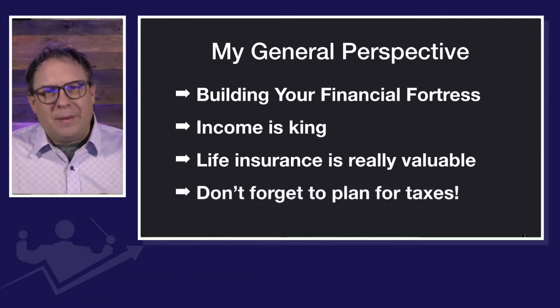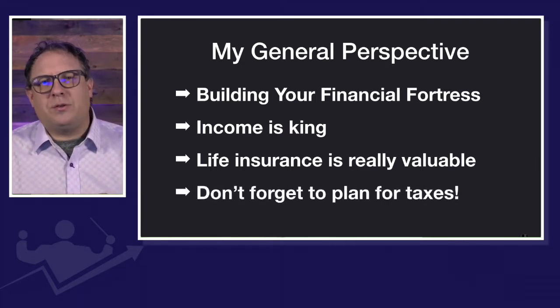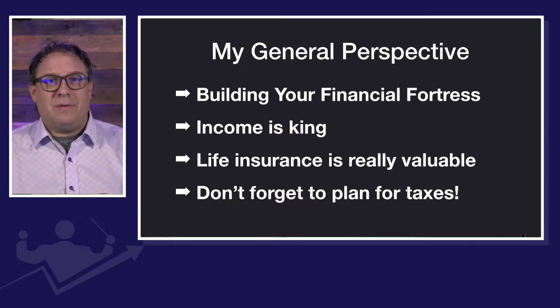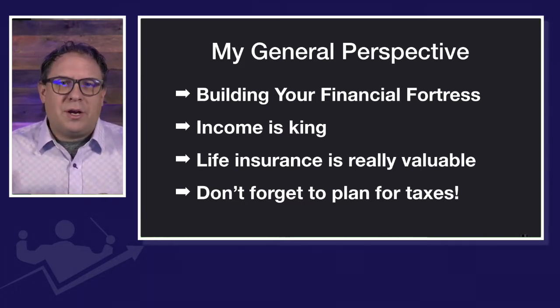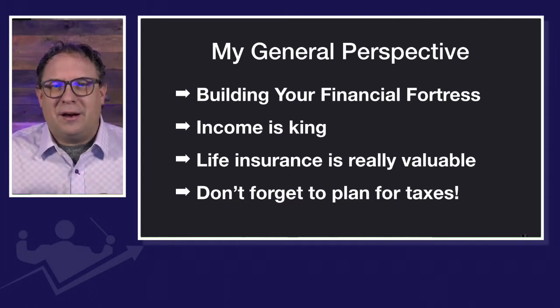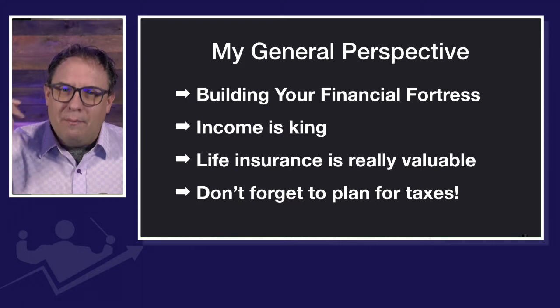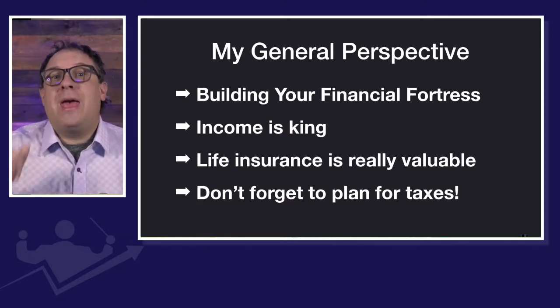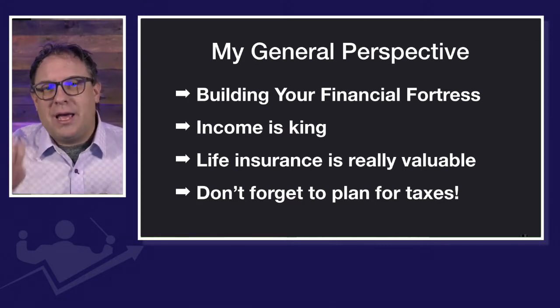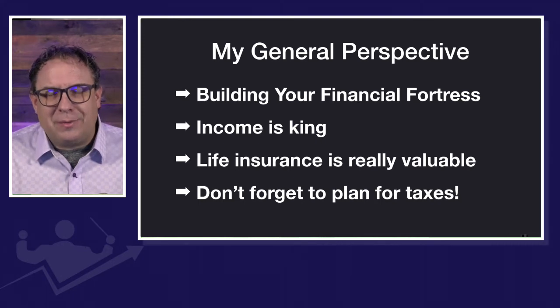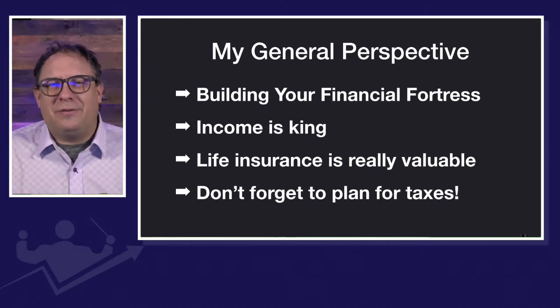And then, of course, think about taxes. This is an area that a lot of financial planners really fall short on. They don't really think about the tax implications of everything. Those are kind of my big four things here. Focus on building a financial fortress, which we're going to talk about in just a moment. Make sure you focus on building income. Make sure you don't forget life insurance, and plan for your taxes. Those are my four big 40,000 foot overview concepts.